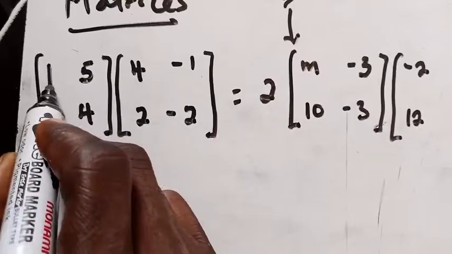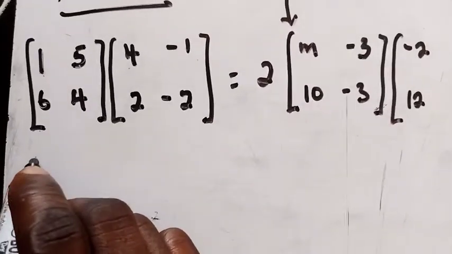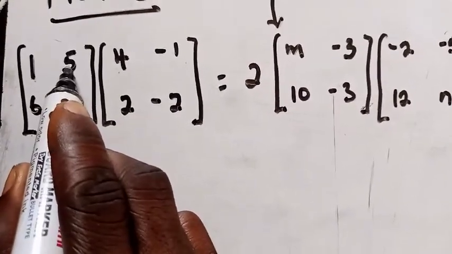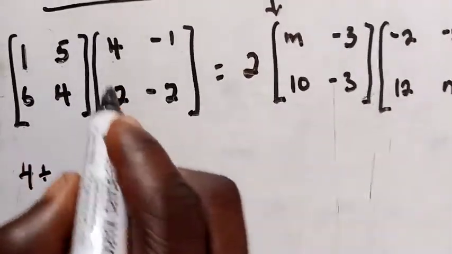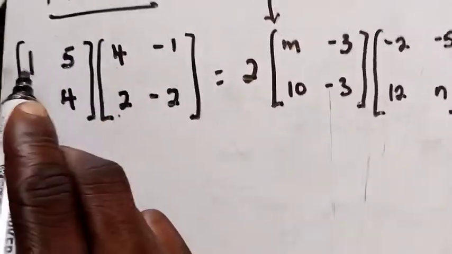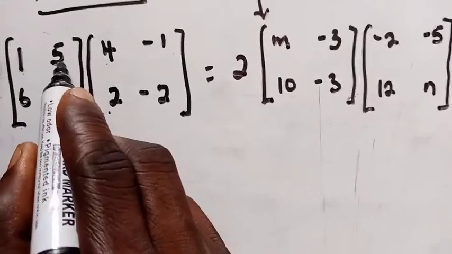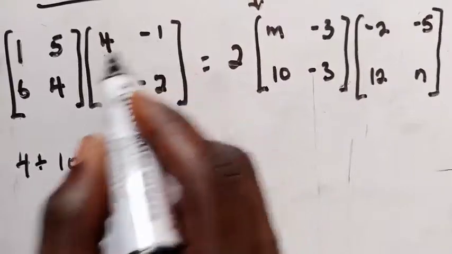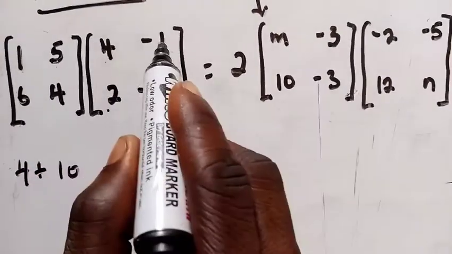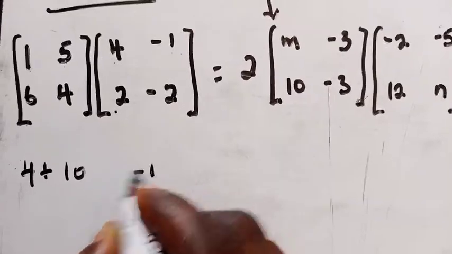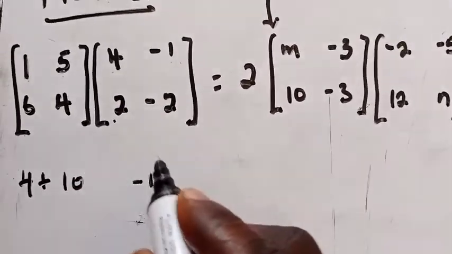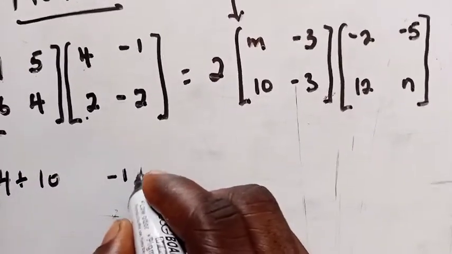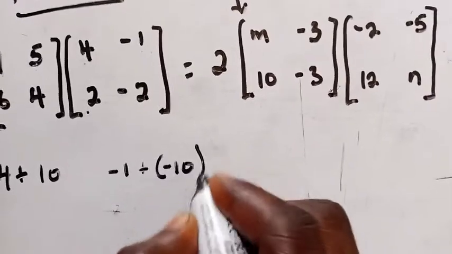So how do you do that? 1 multiplied by the 4, that should be 4 here, right? And then plus what, 5 multiplied by the 2, right? So 1 multiplied by the 4 plus 5 multiplied by the 2, that should be 10. Right? So if you get to this portion here, that's going to give me 1 multiplied by the 1 here, which is negative 1, right? Remember to give the space out because it's a 2 by 2 matrix here. And then 5 multiplied by negative 1, that should be plus negative 10. Is that okay?